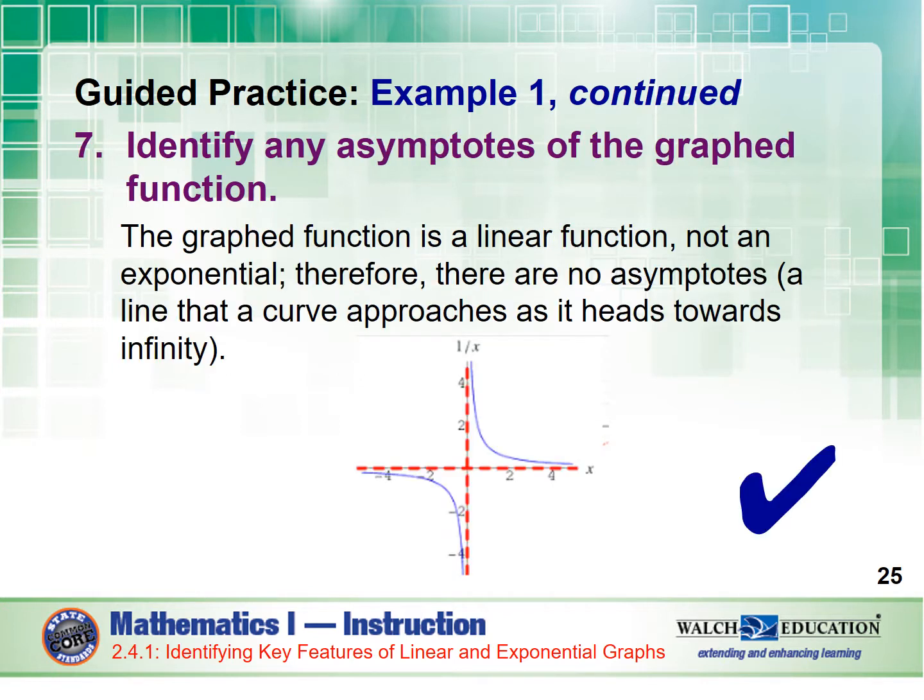And identify any asymptotes of the graphed function. An asymptote is a line that a curved line approaches as it heads towards infinity. So in the graphs here, we have these curved lines. They do not actually touch either axis. Because they don't touch either axis, they're never going to intersect the axis. It's just going to keep going on and on forever, infinity.